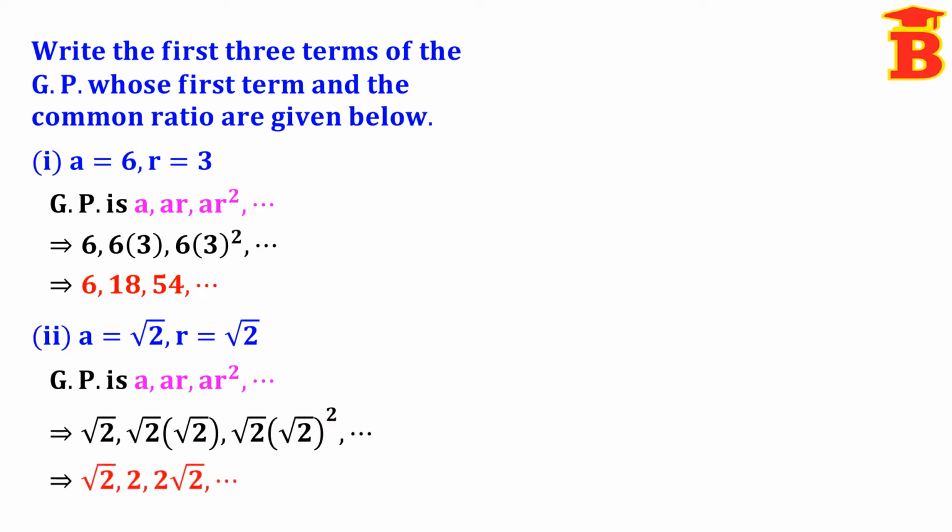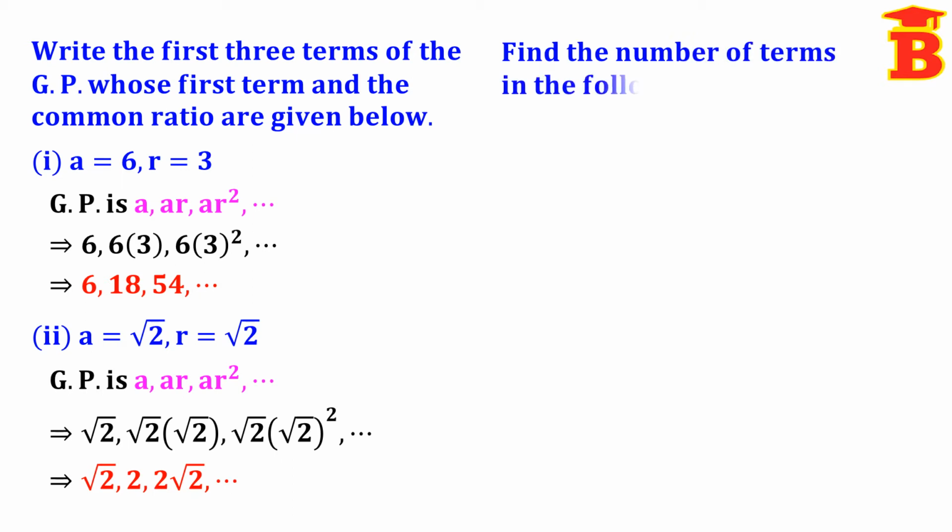So this implies root 2, root 2 into root 2 is 2, root 2 square is 2 into root 2. So we get 2 root 2, etc. So therefore the answer is root 2, 2, 2 root 2, etc.